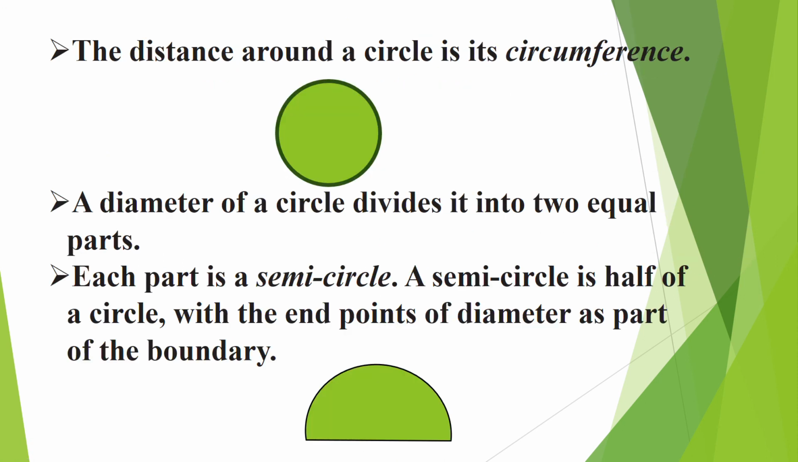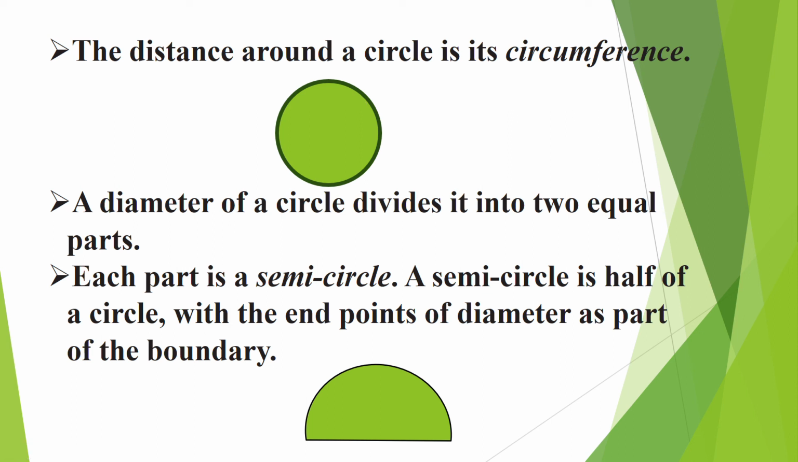Then, the distance around a circle is its circumference. See here, I have given this the thick color. You can see the dark green color over here. The distance around a circle is called the circumference.